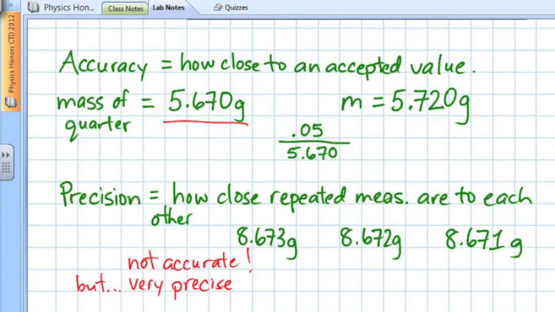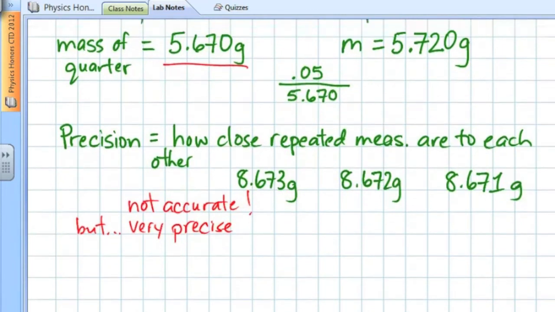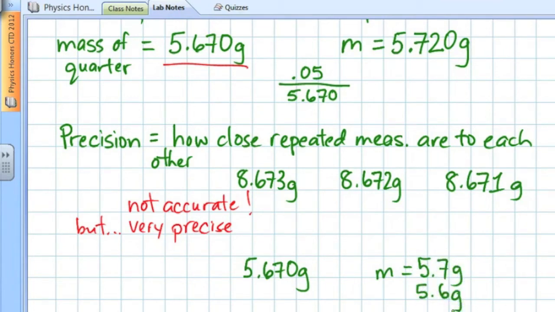Okay? Now on the other hand, you could have measurements which are not very precise, but they're accurate. Okay, so for example, if the accepted value is 5.670, you could measure 5.7 grams or 5.6 grams, and that would be pretty accurate because that's fairly close. It's just those aren't as close to each other, so they're not very precise.